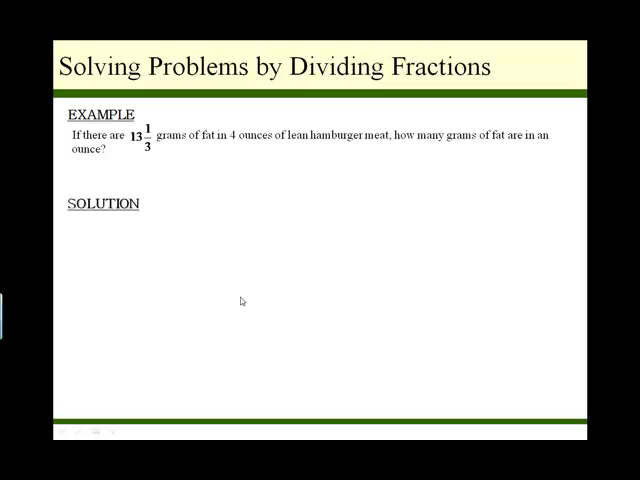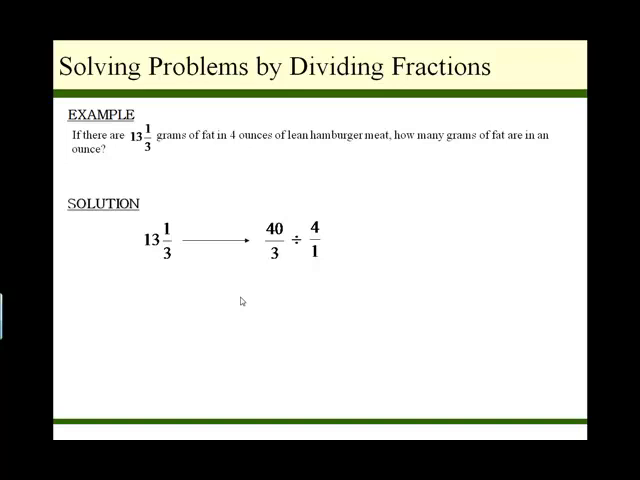And here's another example where we want to know if there are 13 and a third grams of fat in 4 ounces, how many grams are in an ounce. So this is a division problem. We're going to take 13 and one third divided by 4. So we want to change them both into fractions. 13 and a third becomes 40 over 3 and divided by 4, and 4 becomes 4 over 1.